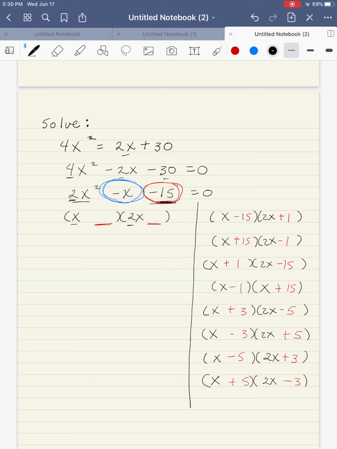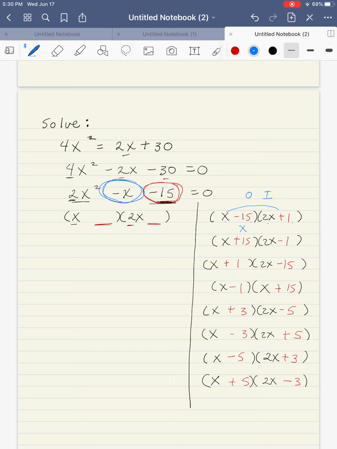As you practice this, you're going to get better at figuring out which ones are more likely to work without having to check every single one. But I'm going to go ahead and check every single one of these just so you can see how this would work. When I say check, I don't have to multiply the x and the 2x because I know that's going to give me 2x squared. I don't have to multiply the negative 15 and the 1 because I know that's going to give me negative 15 in every single case. That's how I chose the numbers I have. So what I'm checking are the outer and the inner.